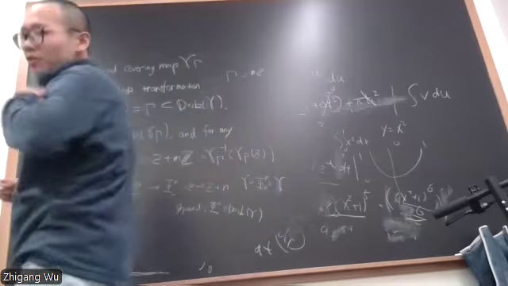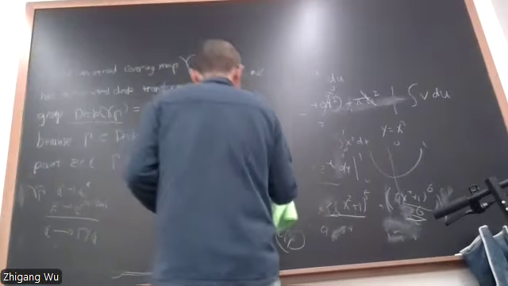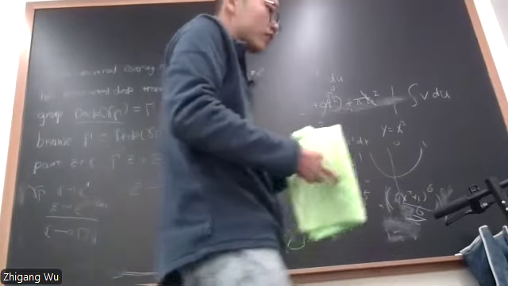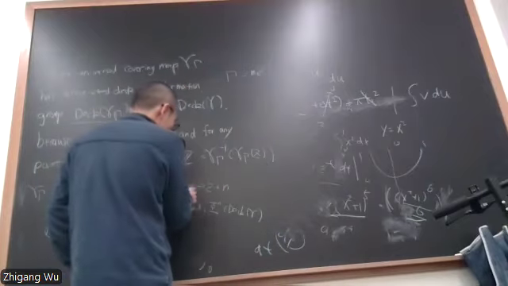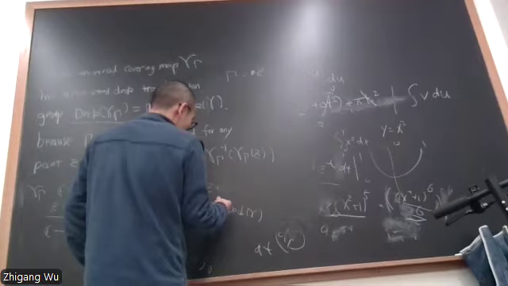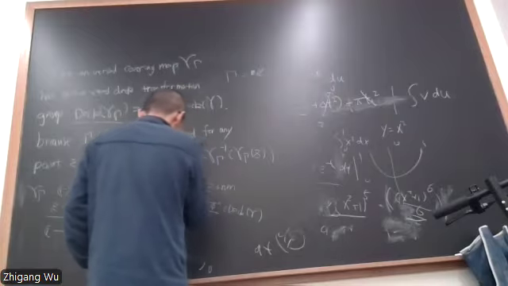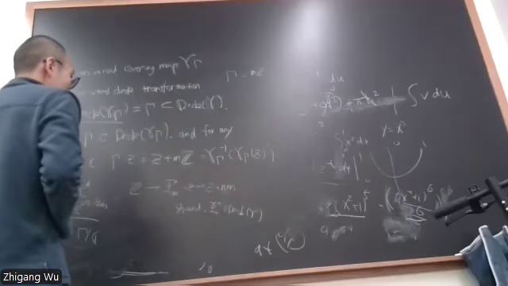Okay, so let's construct the other way. Let's do the plus m. Let's change it to m here.